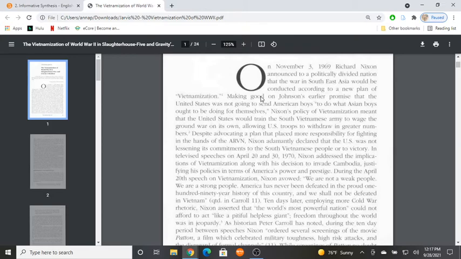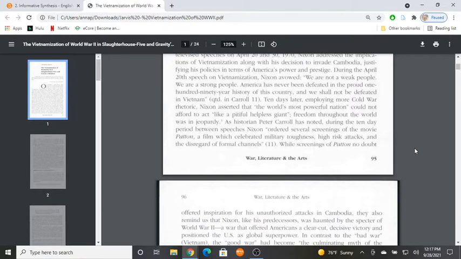So the interesting pieces from this paragraph, to me, it's always Nixon ordering screenings of patents. Some people don't know what that means.